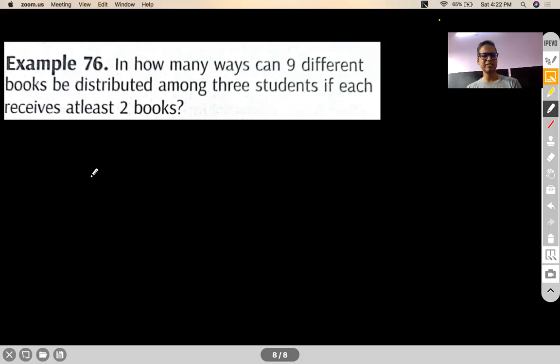Nine different books divided among 3 students, each receiving at least 2 books. Very good.